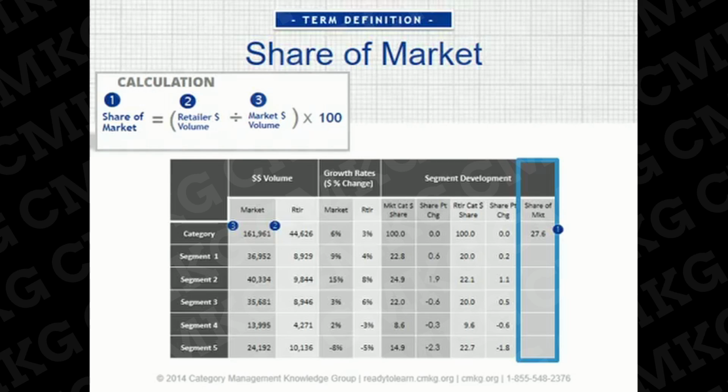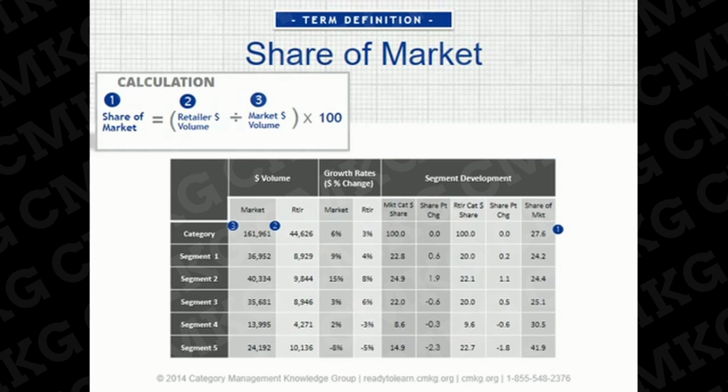An example for the category share of market is $44,626 divided by $161,961 equals a share of market of 27.6. Now we get participants to calculate the share of market for the rest of the segments. Here are the answers to the share of market assignment. Participants can refer to the answer key if they struggled with getting these answers.